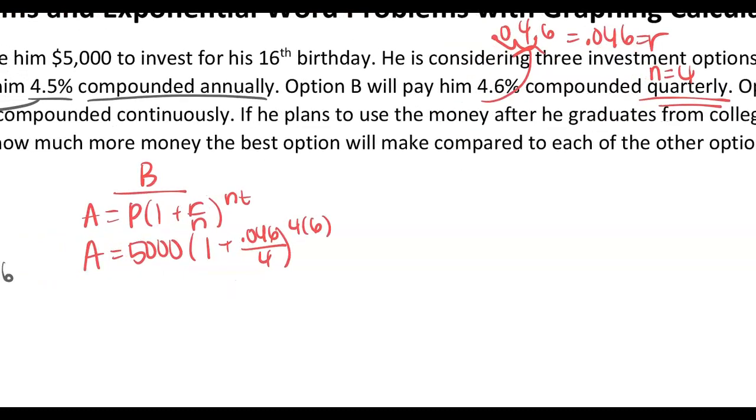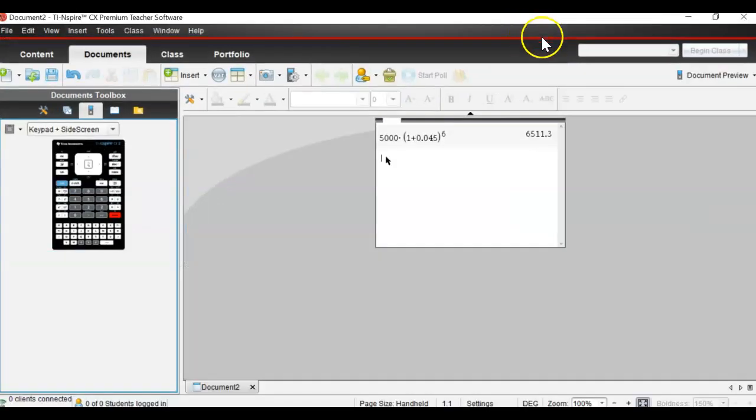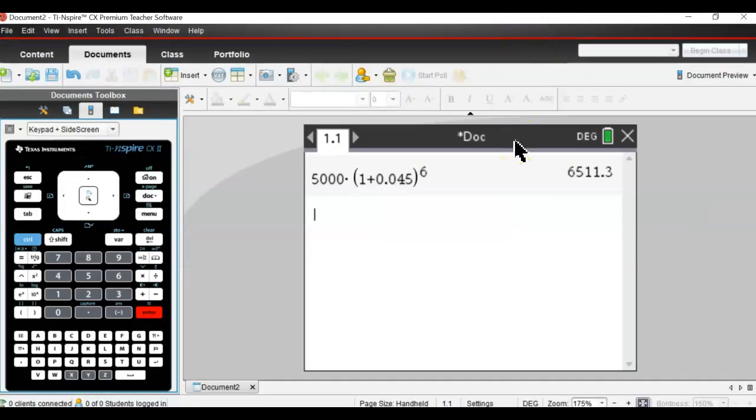Well, this one's going to be fun. We have a fraction now. So over here in my calculator, I'm going to bring this back over, and I'm going to substitute this in. Let's see what I'm going to get.